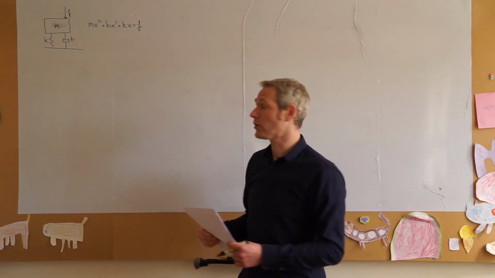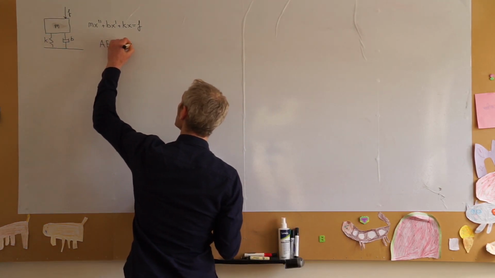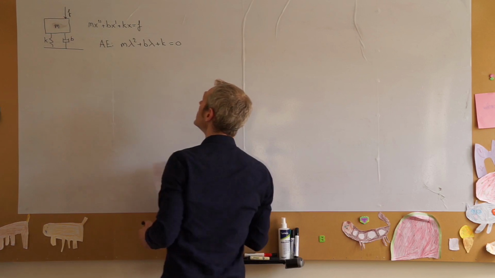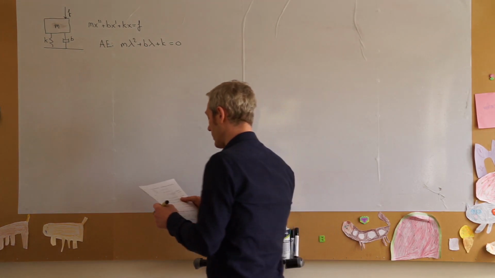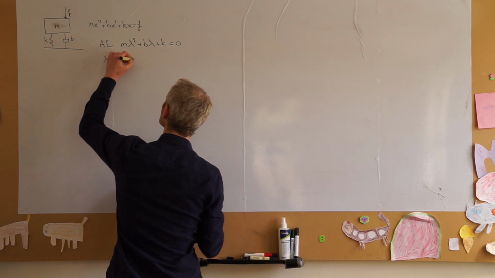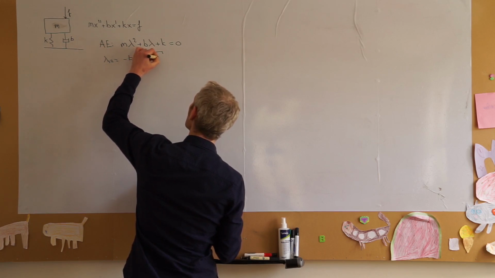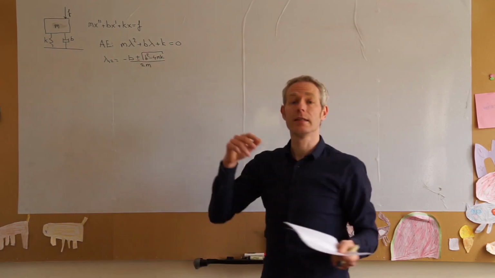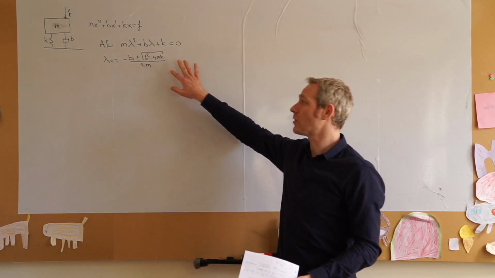And we know that if we wanted to solve this, we have an auxiliary equation, which is m lambda squared plus b lambda plus k, which is equal to 0. And we are looking for the zeros of this second order polynomial. And we get that lambda 1 and 2 are equal to minus b plus or minus the square root of b squared minus 4mk over 2m. And there are three conditions that determine the properties of the solutions.